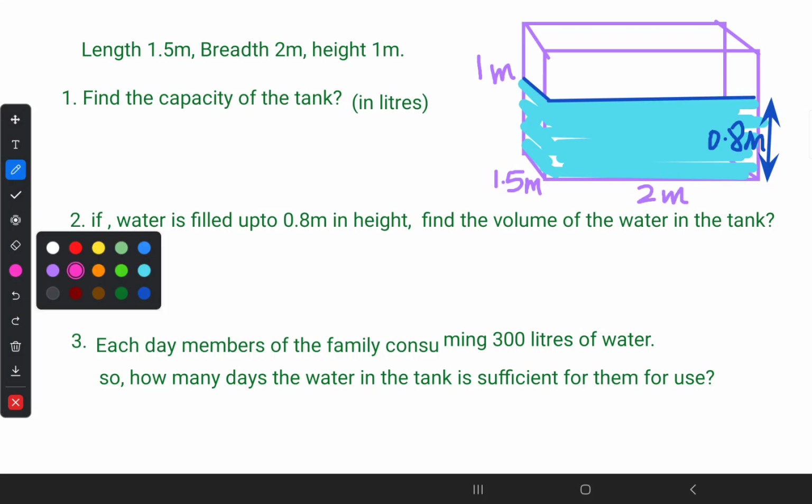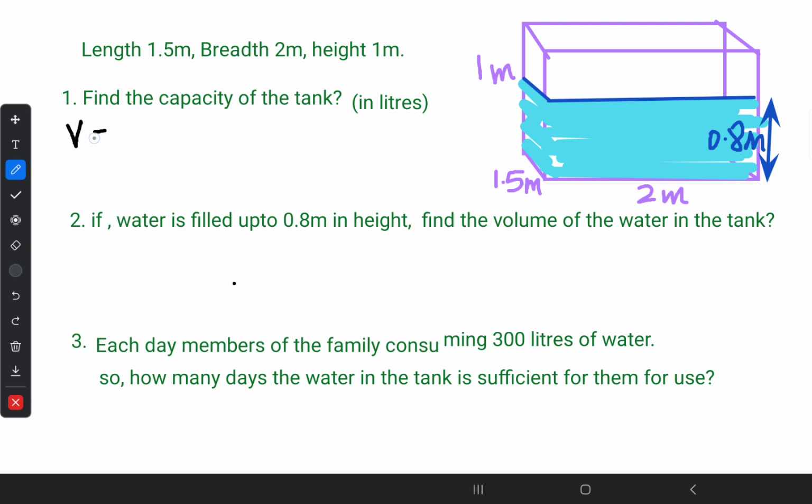First, length 1.5 meters, breadth 2 meters, and height 1 meter. Find the capacity of the tank in liters. First, let's find the capacity of the tank in cubic meters. Thereafter, you should convert them to liters. So, to find capacity, I'll take it as volume. I'll find the volume in cubic meters.